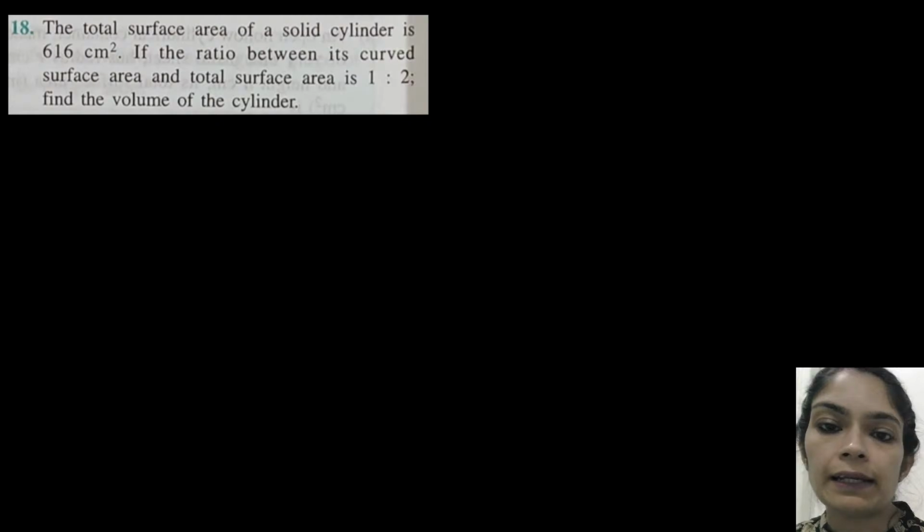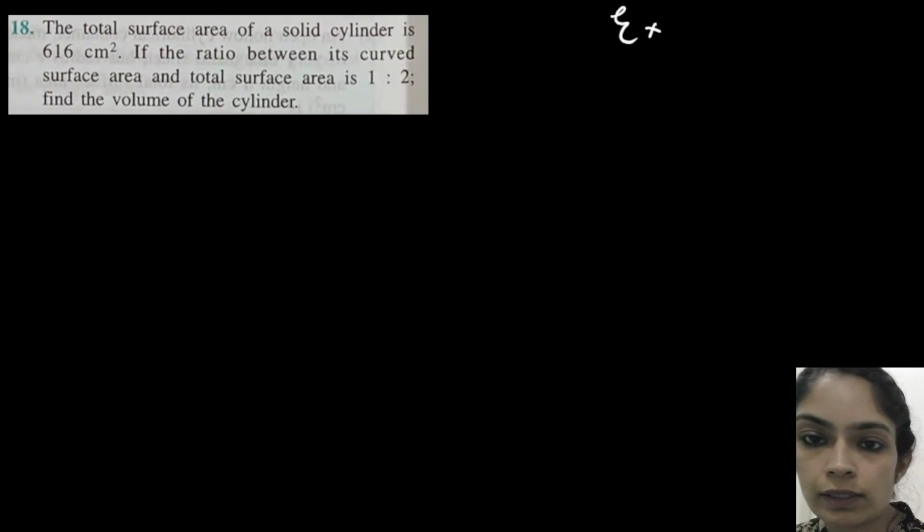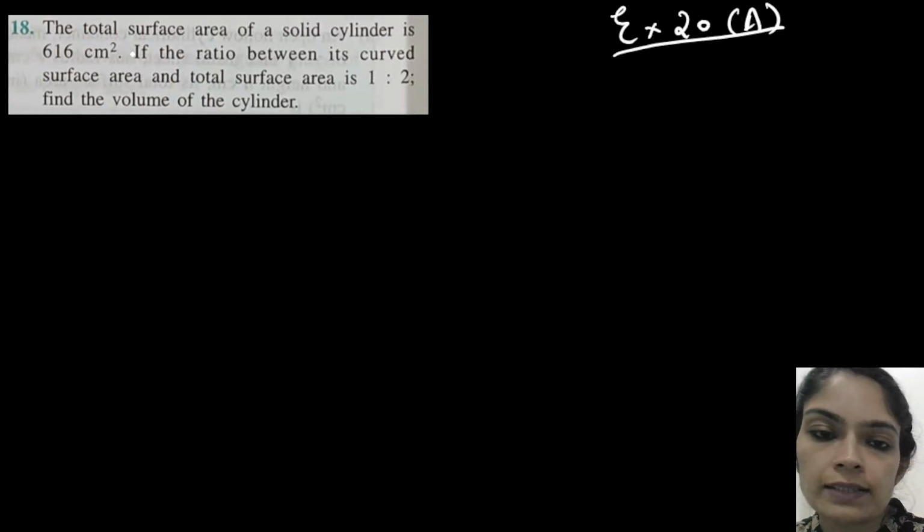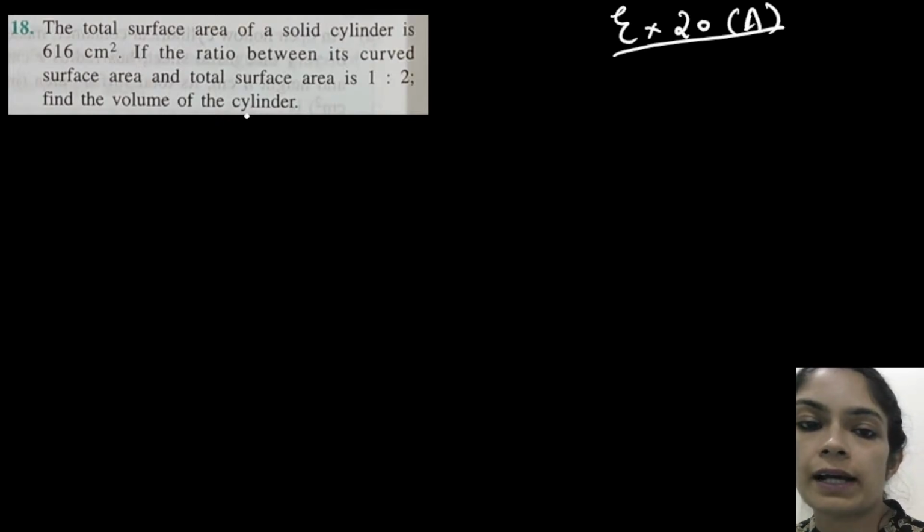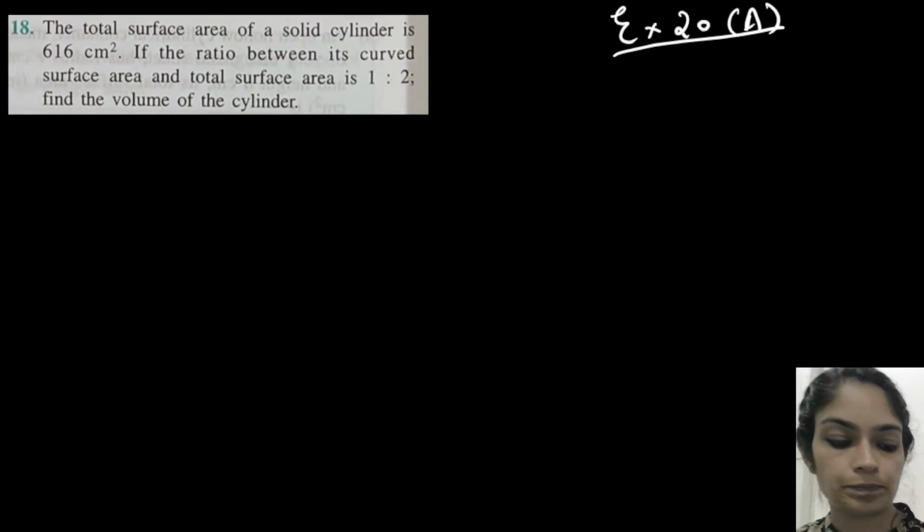Okay, question number 18. I'm going to start. This is exercise 20A. So right circular cylinder we are doing. So what is given to us? First of all, let's write the given thing. Then what we have to find. So it's given to us the total surface area of a solid cylinder is 616 centimeter.